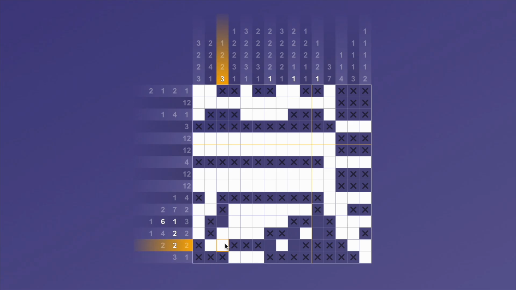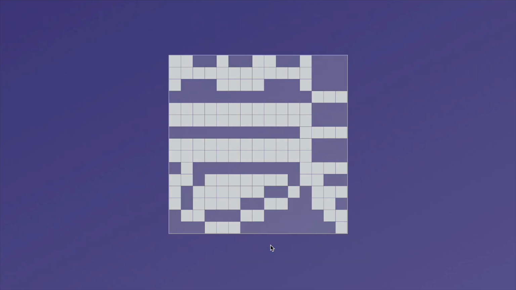So this column ends with 3, be 1, 2, 3. This row needs a 1 over here. This column's complete. This row has a 2 here, so 1, 2. Now this column's complete. And this row has a 2, so 1, 2.